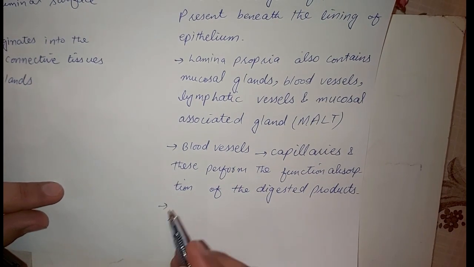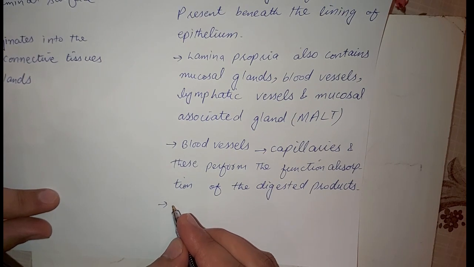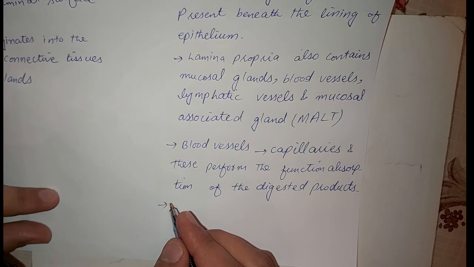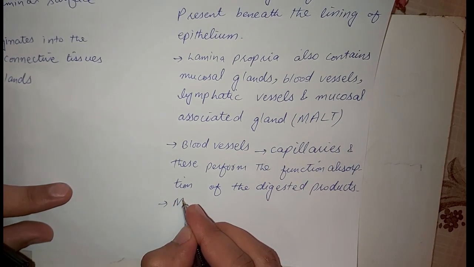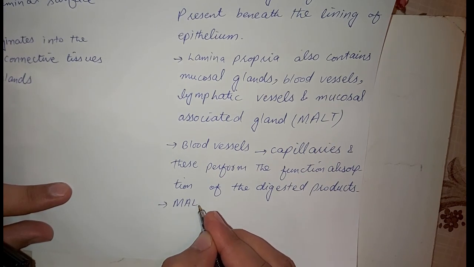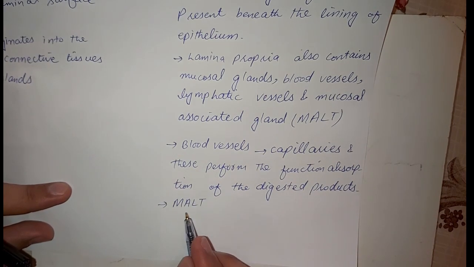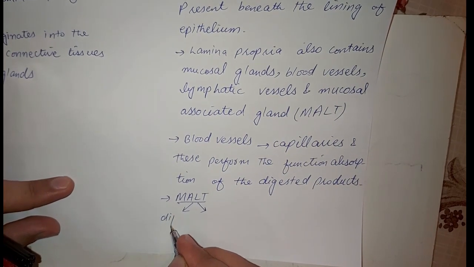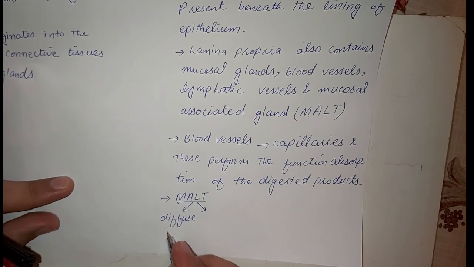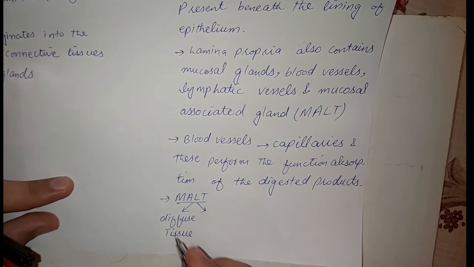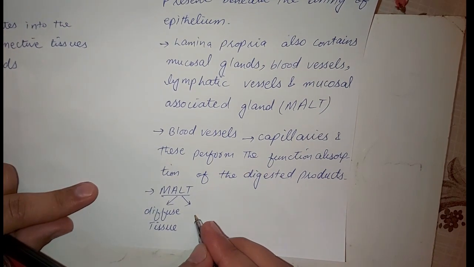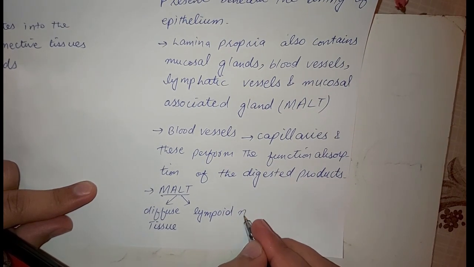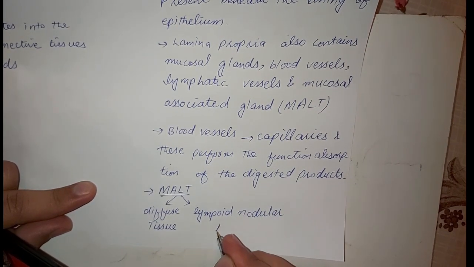And if we see, mucosal associated lymphoid tissues consist of two types of tissues: diffuse tissue, and the second one is lymphoid nodular tissues.